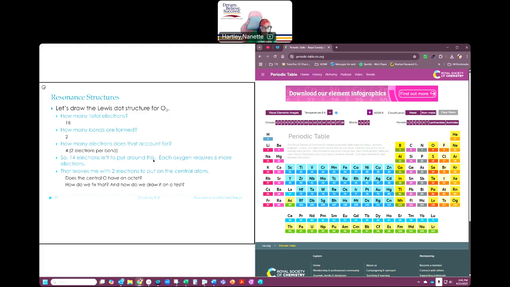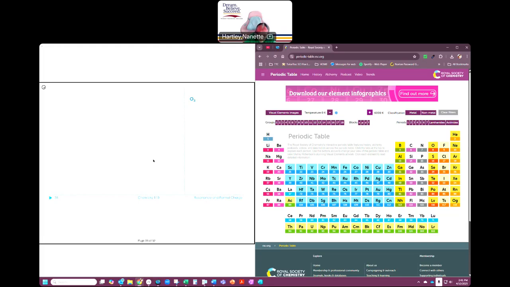So, when we talk about O3, we have 18 total electrons. We have 2 bonds that are formed. That takes 4 of those electrons out. That leaves us with 14 electrons that we put around that. Each oxygen requires 6 more electrons. That leaves 2 electrons to put on the central atom. But that doesn't leave us with an octet on that central atom. So what does that give us?